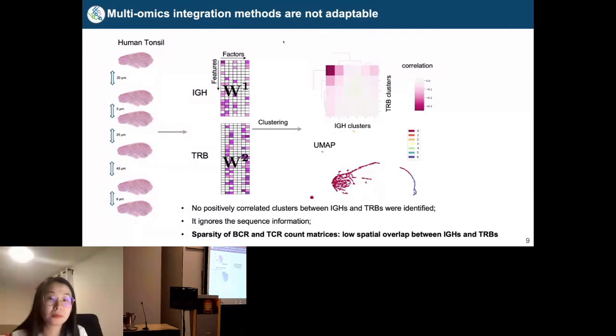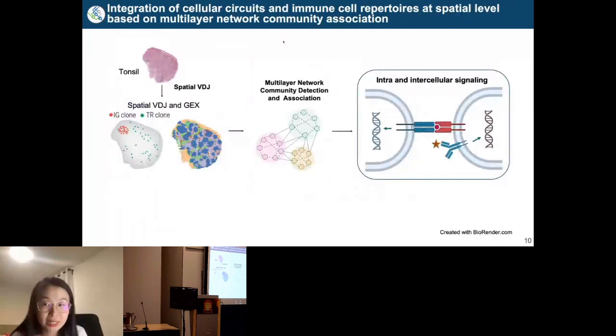It seems that the current approaches could not be used directly to solve my problem. Therefore, we proposed a new strategy based on multi-layer network community association for joint modeling of the immune repertoires and the transcriptomics as the spatial resolution to understand the role of immune repertoire in intra and intercellular signaling.